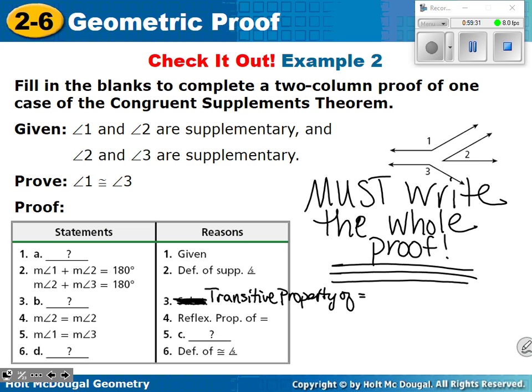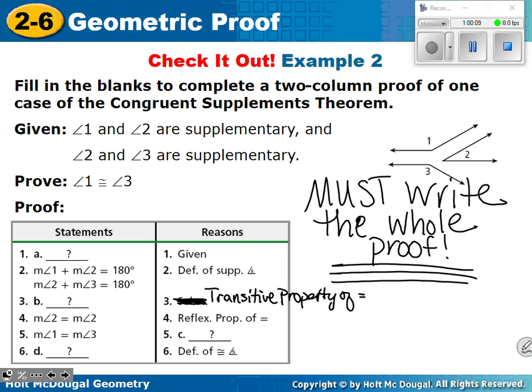What is identical on one side of our equation that is also identical on one side of the equation in the other one here? Careful, measure of angle 2 is just a piece of this side, and it's just a piece of this side. With transitive, the entire side of the equation has to be the same as the entire side of the equation. They're both 180. So this is the part that's going to go away. So if A equals B and B equals C, then A equals C.